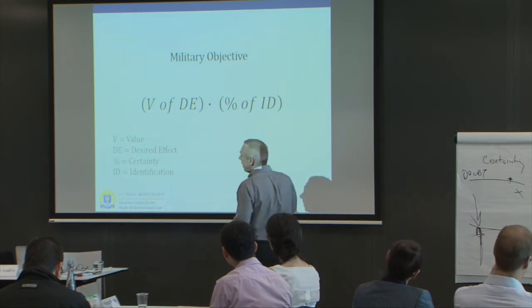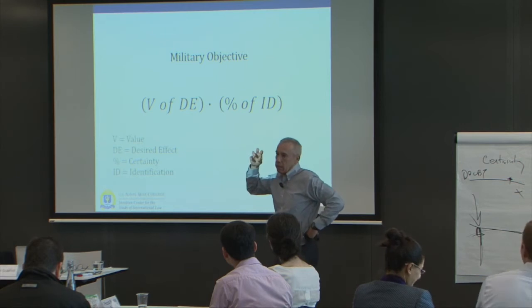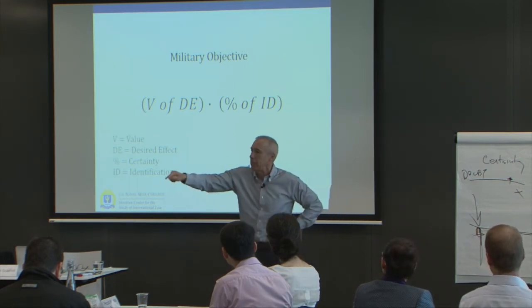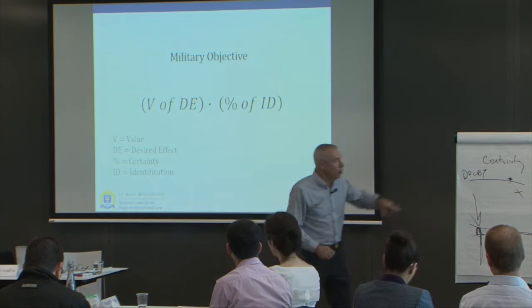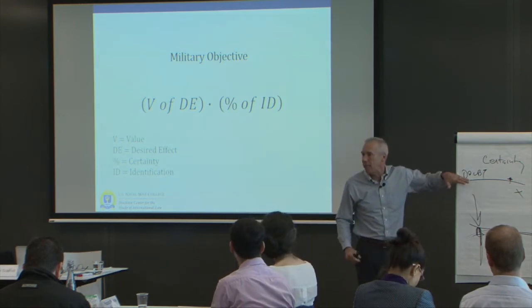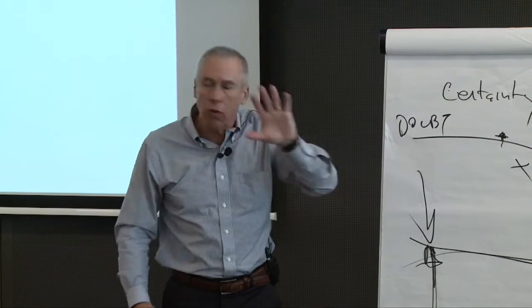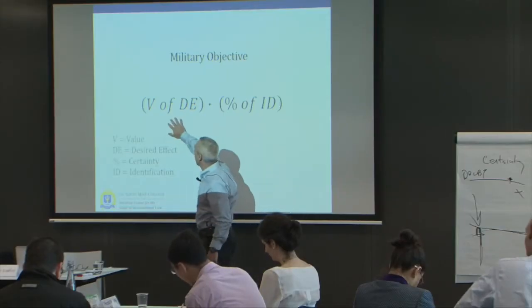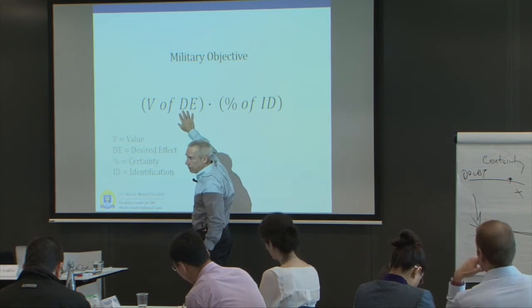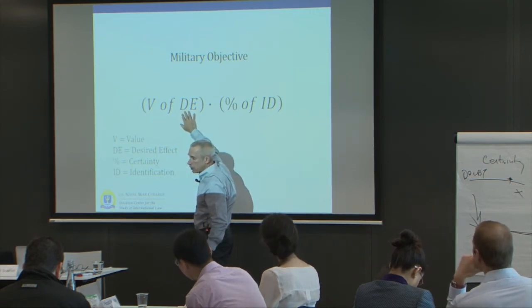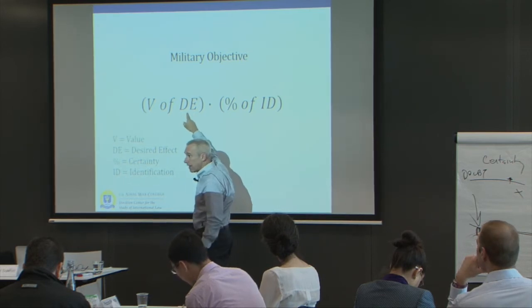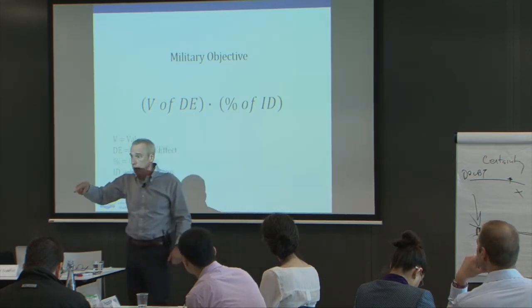Okay, so here's the way we think commanders actually think in the field about, is that a military objective? They don't go, do I have 70? Do I have beyond a reasonable doubt? They don't do that. What they do is say, what's the value of the desired effect that I'm trying to achieve by attacking that individual or that object? By the way, desired effect is important for you to understand.